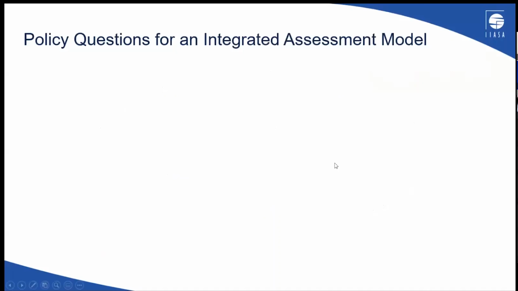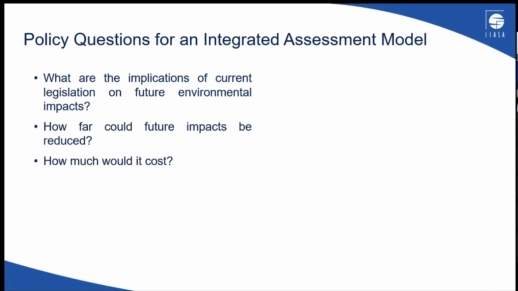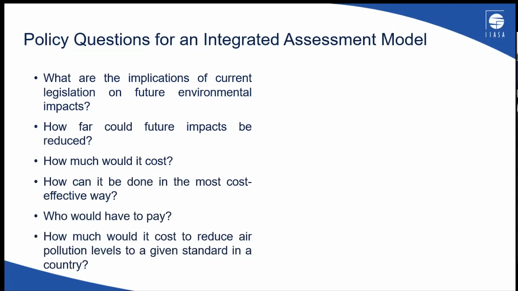So here I have listed policy questions for an integrated assessment modeler. He should be able to respond. For example, what are the implications of current legislation on future environmental impacts? How far could future impacts be reduced? How much would it cost? How can it be done in the most cost-effective way? Who would have to pay? How much would it cost to reduce air pollution level to a given standard in a country? If you want to achieve the WHO interim target level 1 in India, how much will it cost? And if you want to achieve WHO target level 2, that is 25 microgram per meter cube, how much will it cost? And is it only for the worst affected areas or everywhere?